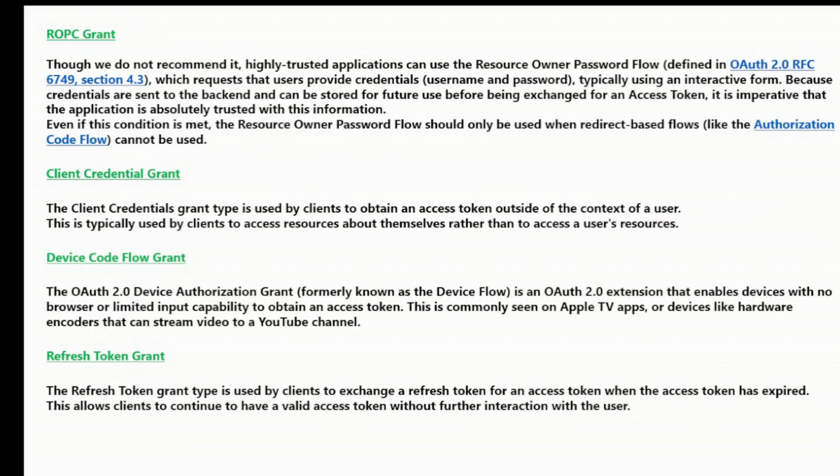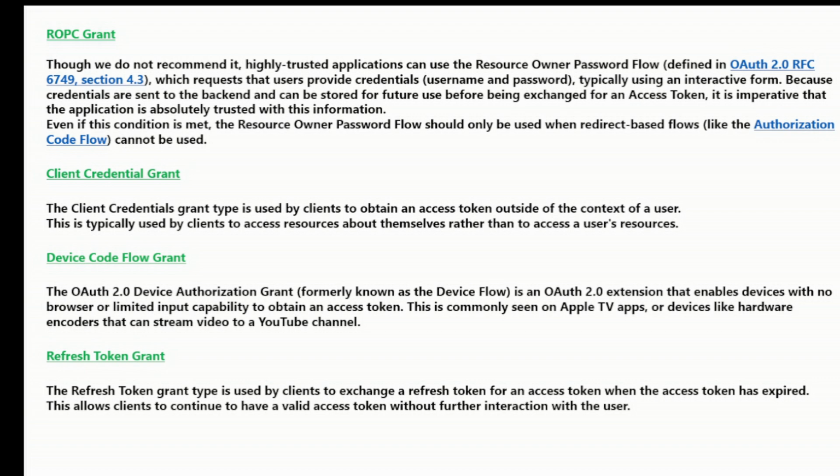Then we have ROPC, resource owner password credential. Though we do not recommend it, highly trusted applications can use the ROPC, resource owner password flow, defined in OAuth 2.0 RFC 6749 section 4.3, which requests that the user provide credentials like username and password, typically using an interactive form. Because credentials are sent to the backend and can be stored for future use before being exchanged for an access token, it is imperative that the application is absolutely trusted with this information. Even if the condition is met, the ROPC flow should only be used when redirect based flows like the authorization code flow cannot be used.